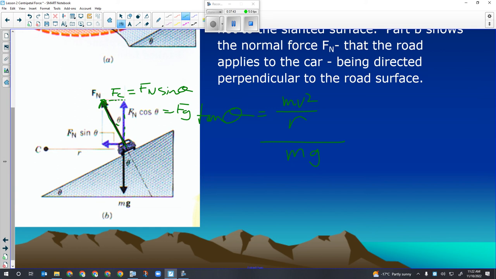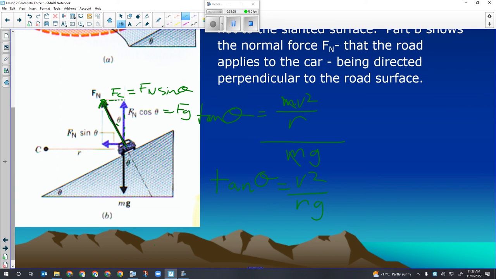What's going to happen to the masses? When I simplify this formula, what I end up with is this: the tan of theta equals v squared divided by r times g. This is our banked curve formula. It is on your formula sheet. It's not something you're ever going to have to derive like I just did, but it is something that we're going to use. What it tells us is the speed you can take a banked curve at is dependent on the angle, the radius, and gravity.